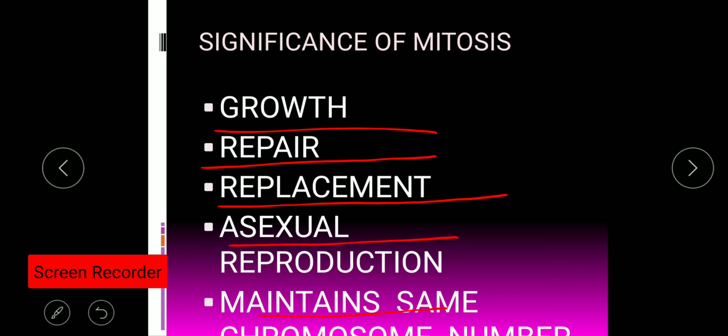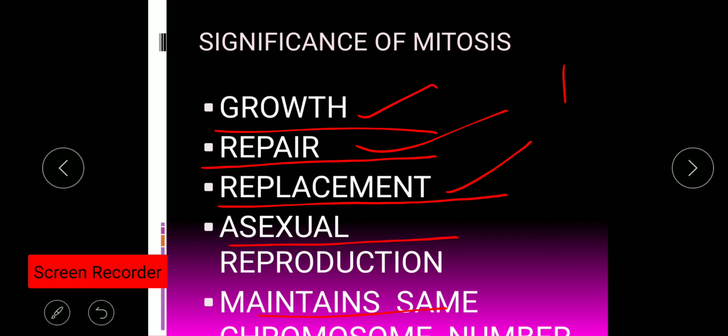How does it help in growth? By increasing the number of cells. How does it help in repair? By replacing the old and dead cells. How does it help in replacement? By forming new cells and replacing the dead cells. And how does it help in asexual reproduction? In yeast and bacteria, the cell divides into two daughter cells.